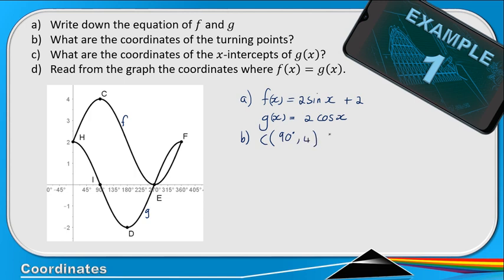and 4. Then this turning point at E, the x is 270 degrees and the y is 0. And then finally, the turning point on the g graph, we have the x value as 180, so that's D, which is 180 degrees and the y value is -2.